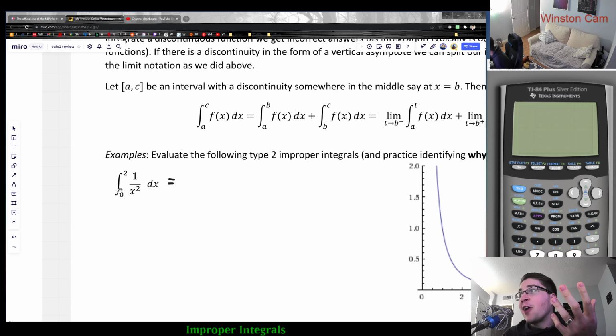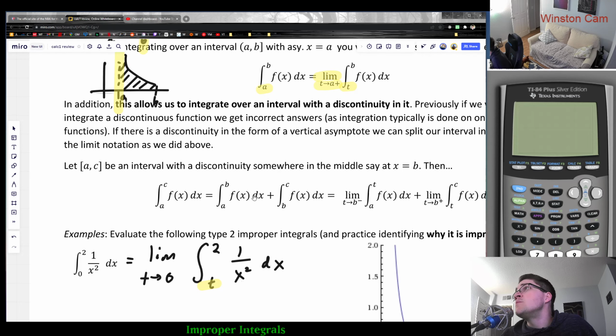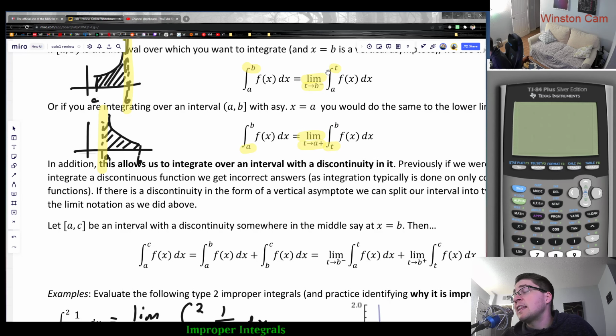And so again, how do we deal with such a problem? We need to extract that discontinuity as a limit. So what I'd write is the limit as t approaches 0. And another thing that you need to practice is figuring out, okay, is this from the left or from the right? A way you could remember it is if it's on the bottom, the limit will always be coming from the right. And if you're extracting the number from the top, it will always be coming from the left.